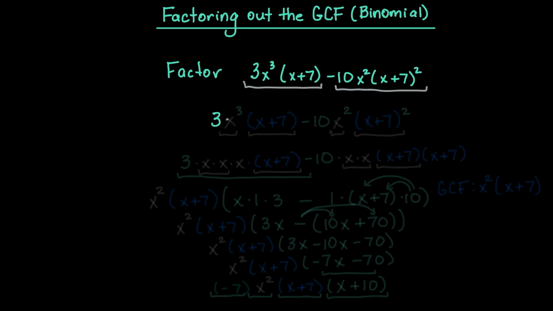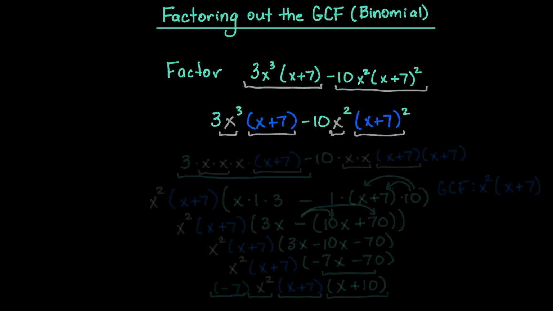3. I have an x. Then I have this x plus 7, minus 10. Uh-oh, I have another x. And I have another x plus 7. Now, if you notice, I kept the exponents in the original color, and I've only rewritten the factor in its own separate color. So both terms have an x factor, and both terms have an x plus 7 factor. But they don't have the same amount.